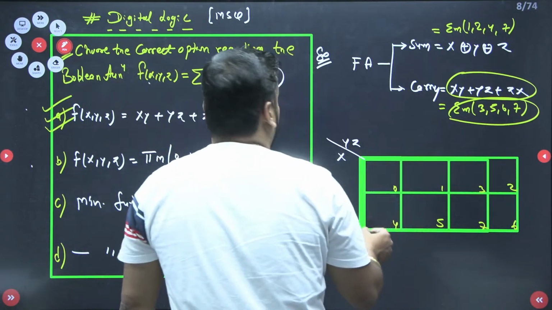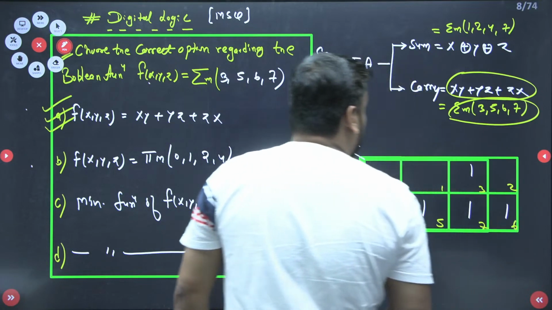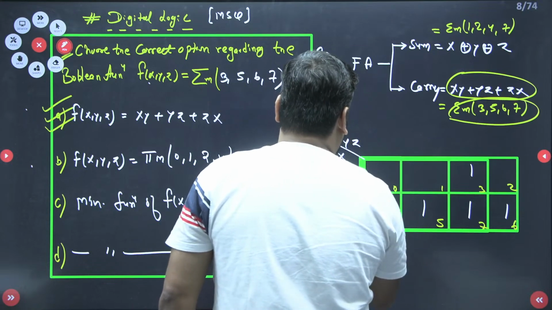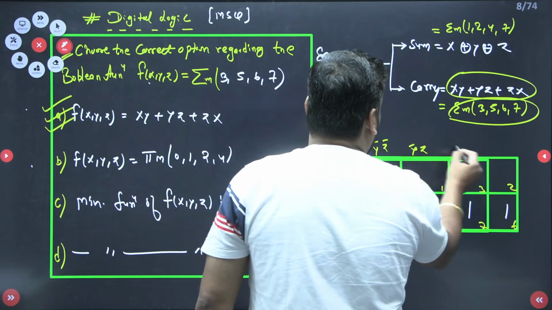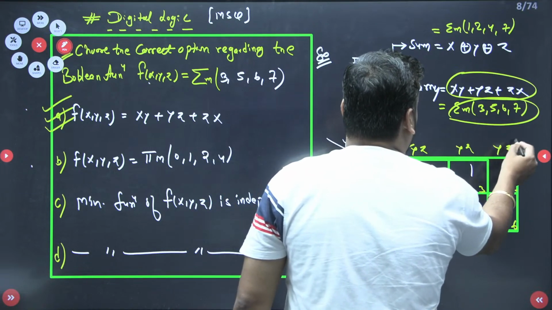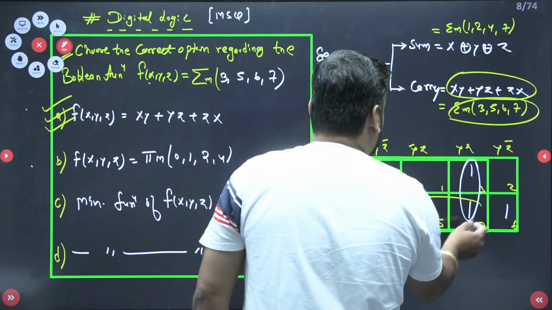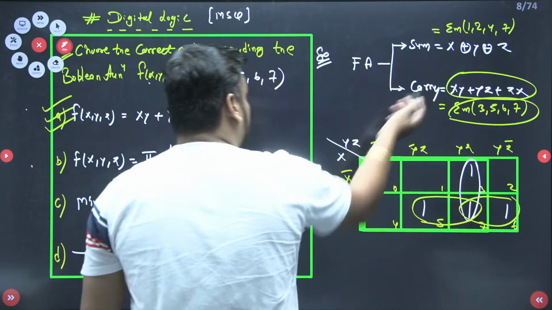So 3, 5, 6, 7. Here is 3, here is 5, here is 6, here is 7. If you make the partition, here it will be x bar, here it will be x, and y bar z bar, y bar z, y z, y z bar. So what will you get? You will get y z here, x z here, and x y from here. So you get the same expression.